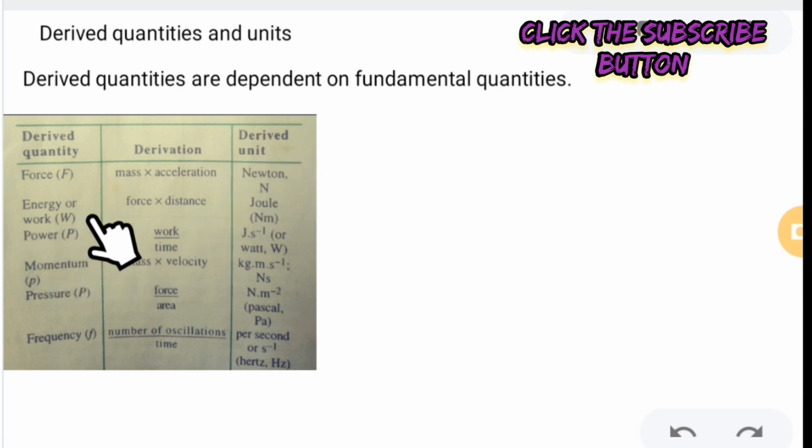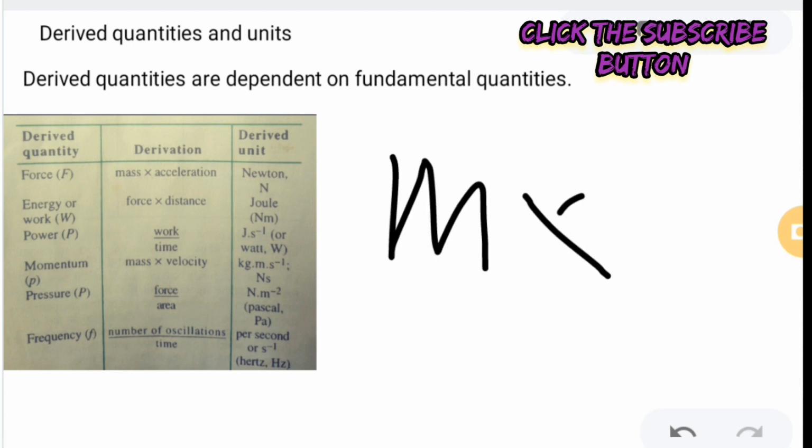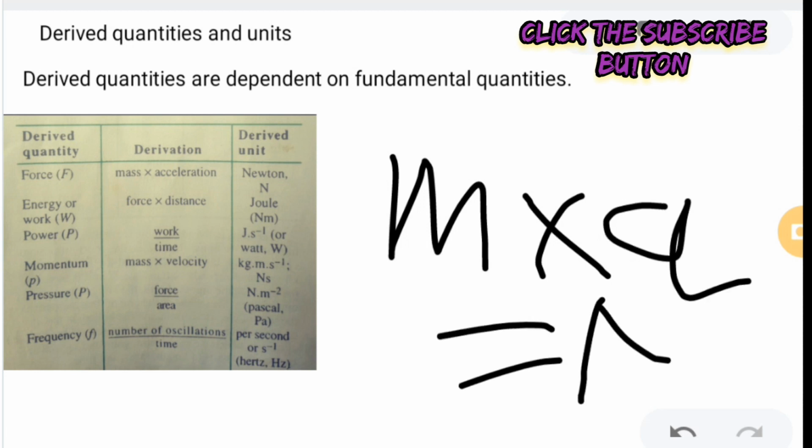And energy or work, and the derivation is force times distance. That is joule. Joule is the derived unit. We know the derived unit for force is Newton. That is mass times acceleration is Newton.